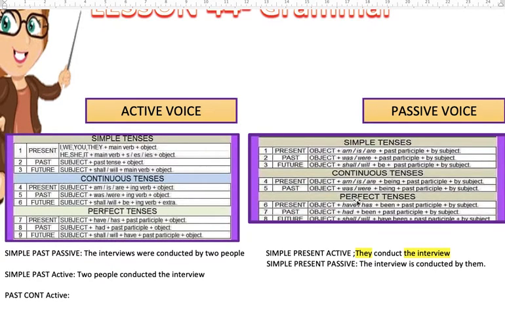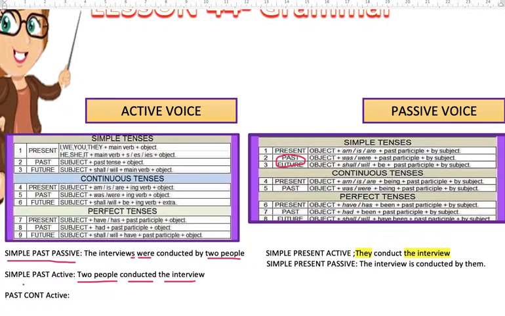So all the formulas are here. You can just refer. Now I'm doing simple past passive. Simple past: object plus was or were plus participle plus the subject. So the interviews, more than one, were conducted by two people. So this is the subject. When we want to make it active, we will bring this: two people conducted the interview.